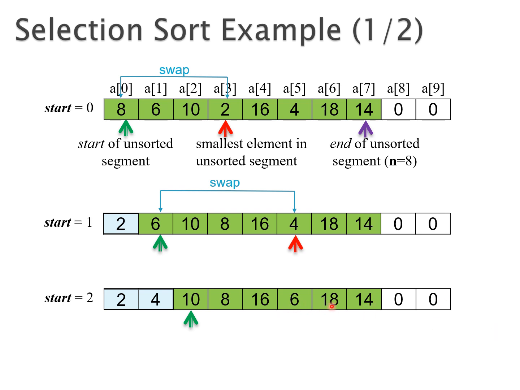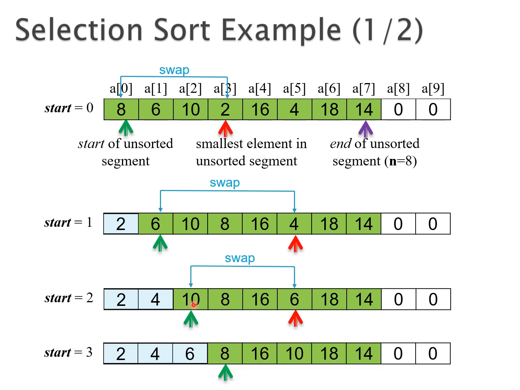We look for the smallest element in the current unsorted segment again and find it at index 5. So we swap the elements at index 5 and index 2. And after swapping, we move to the next iteration with start equal to 3. At this point, the segment consisting of the first 3 elements is already sorted, and the unsorted one is from index 3 to index 7.